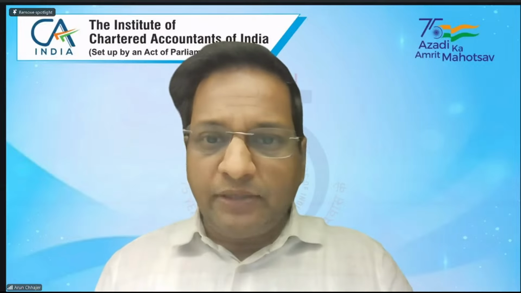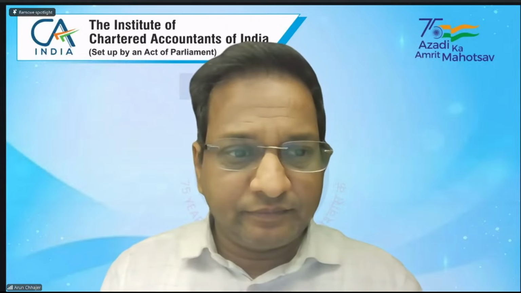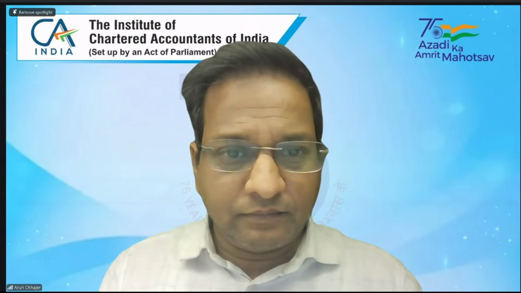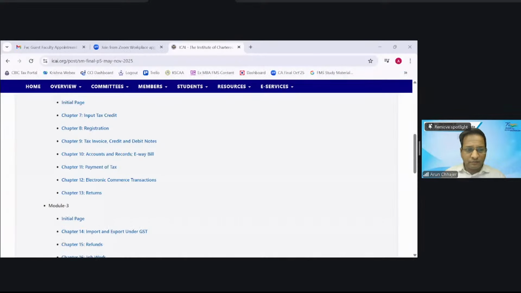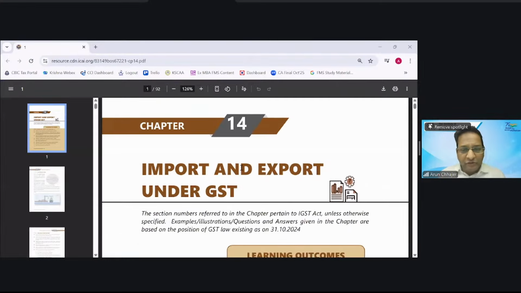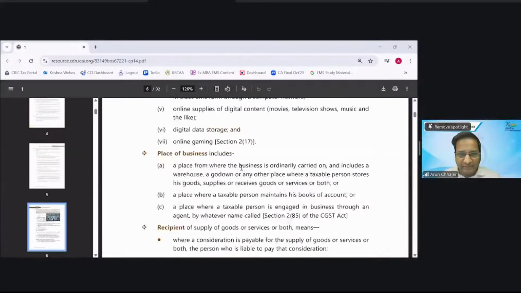Okay. Now let's move further. Let's read the study material also to some part. Then we'll move to the definition of the deemed export, merchant export, etc. Okay. So this is import and export under GST. That let's leave the definition part.